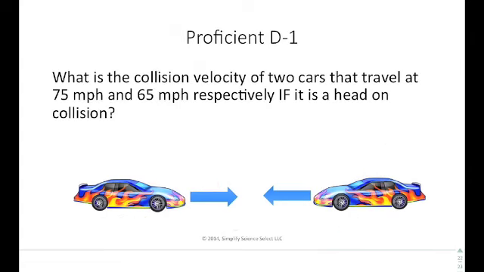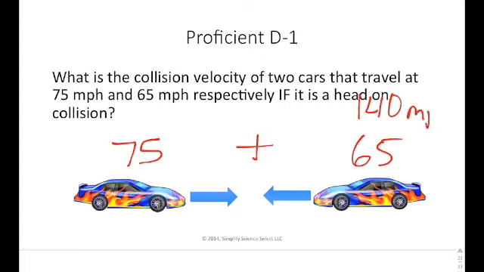An example of that is this. It says, what is the collision velocity of two cars if they travel at 75 and 65 respectively if it's a head-on collision? You would say 75, 65. Because it's a head-on collision, you would add the two together, and the resulting velocity would be 140 miles per hour. That's why head-on collisions, generally involving drunk drivers on a highway, tend to be fatal for the most part or cause serious injuries.